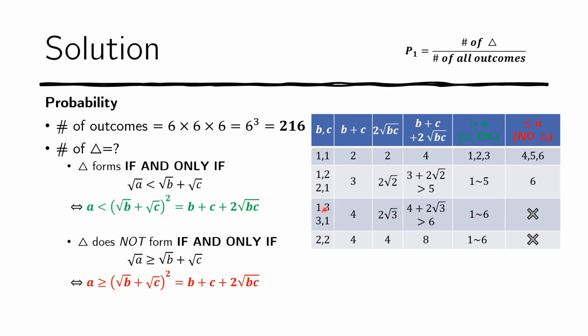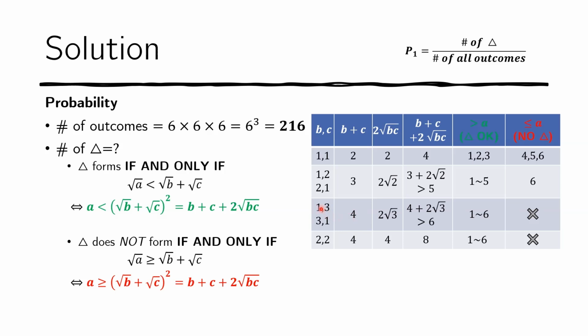So just incrementing up would always work now, right? Because now we've checked the worst possible cases. All the other cases, 1-4, 1-5, 1-6 would be much better than this case. And so they will always have a triangle that will form. Okay, so we don't have to check them now. We know that everything will form the triangle.